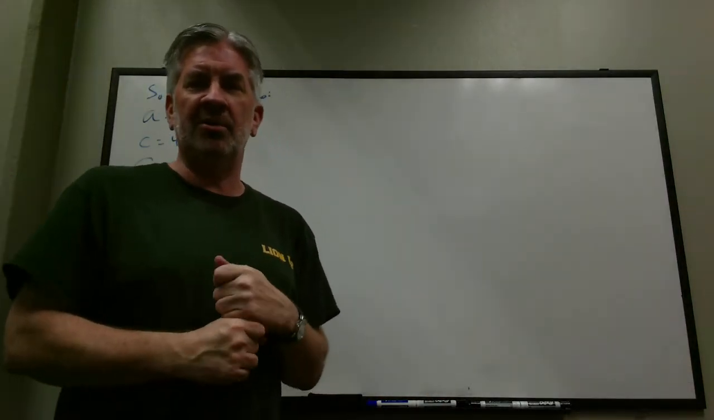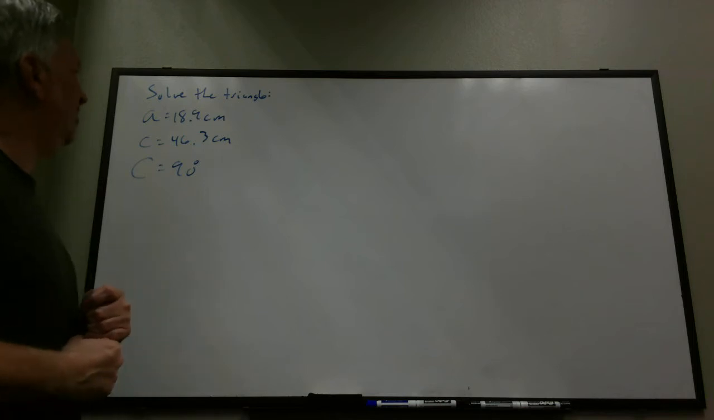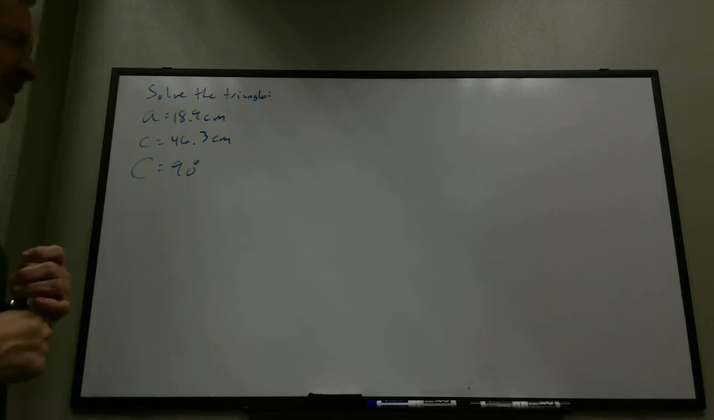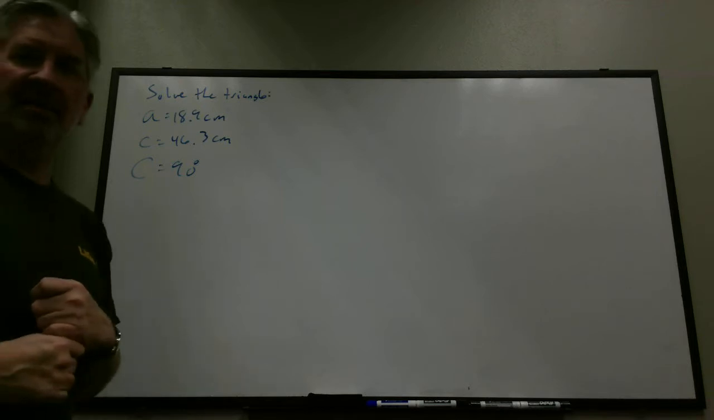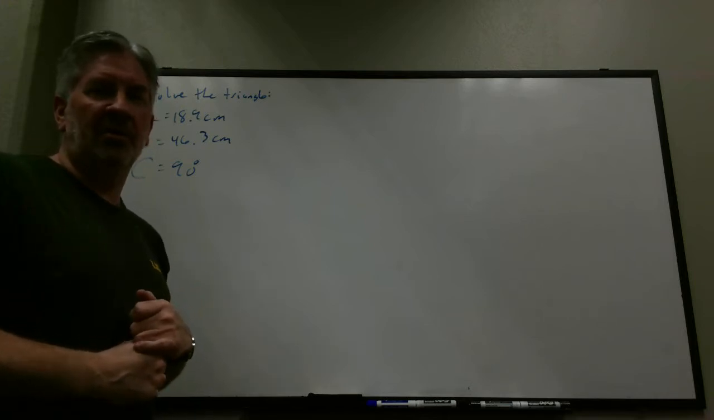Section 4.8 is called Applications and Models, and we're just going to do a couple of right triangle examples. So it's not a very long section. The first example says solve the triangle where a is 18.9 centimeters, little c is 46.3 centimeters, and capital C is 90 degrees. So remember, solve the triangle means find all the angles and all the sides.